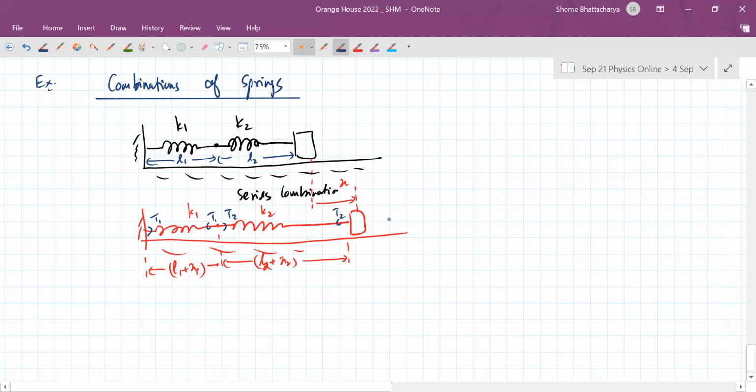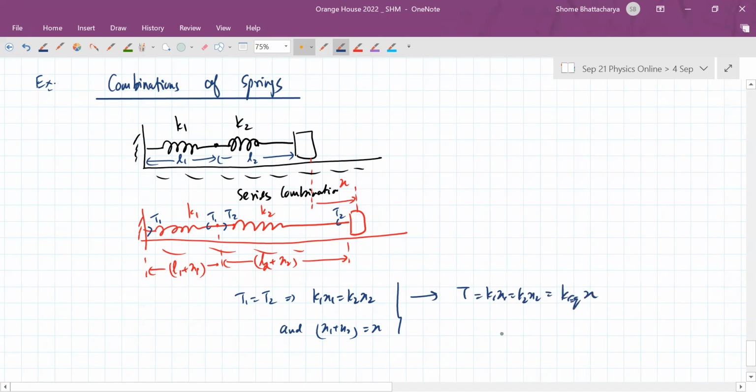They apply force like this. So we have x1 plus x2 is equal to x. So from this we understand that the net tension can be written as some equivalent spring constant into x, where that equivalent spring constant is given by this formula. So this becomes the most important.